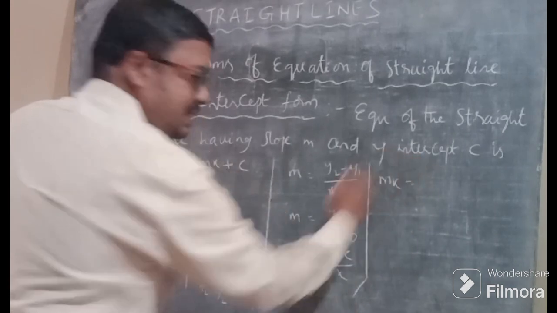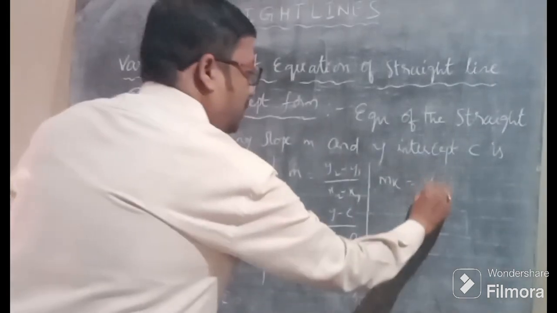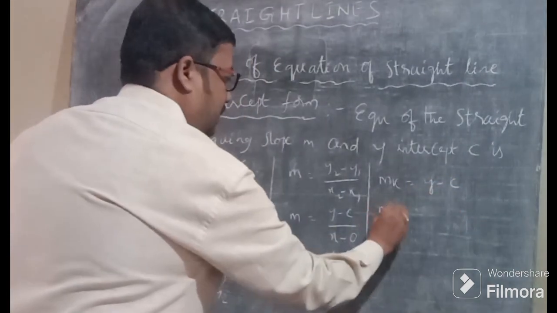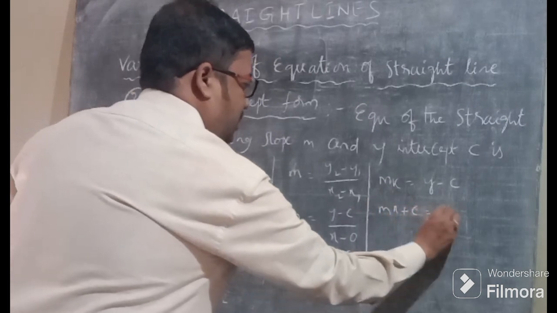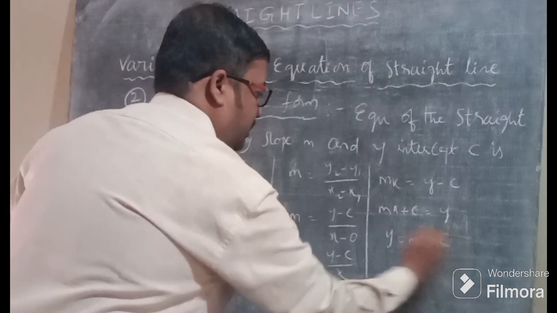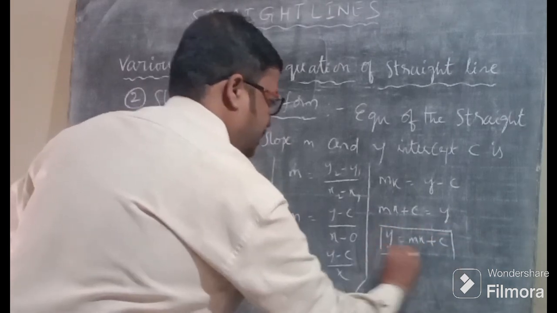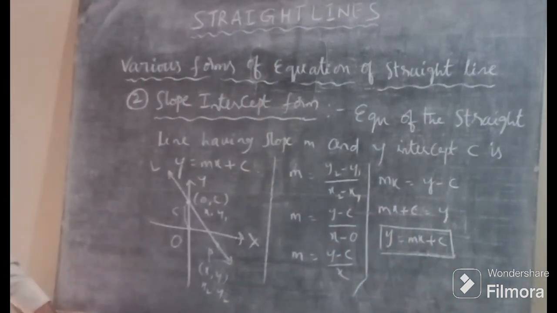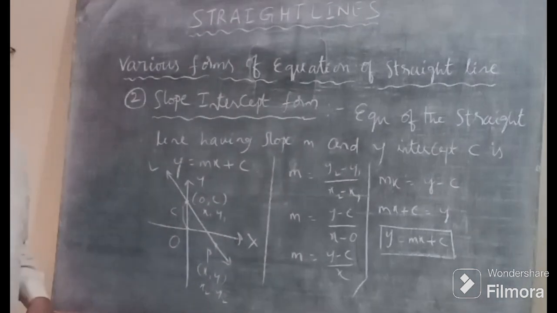m into x equals y minus c. mx plus c equals y. y equals mx plus c. This is the slope intercept form of the equation of a straight line.